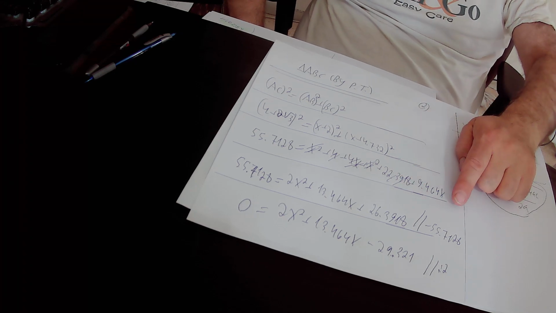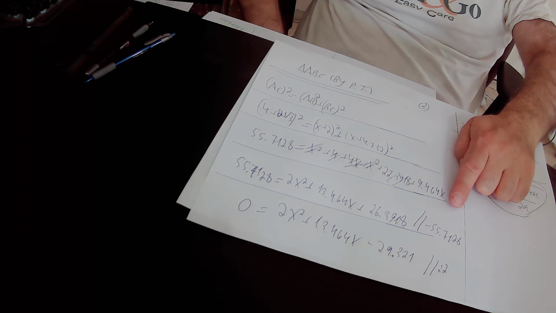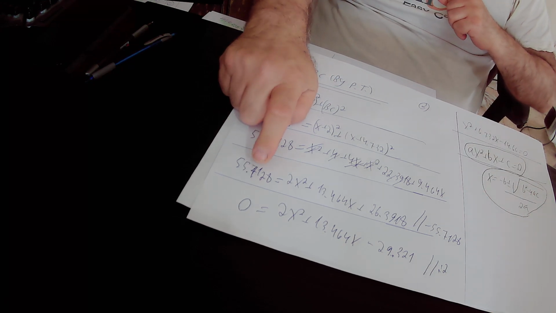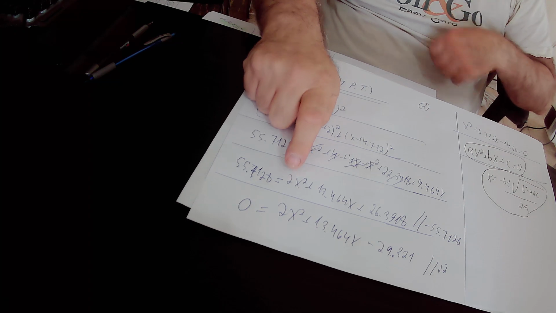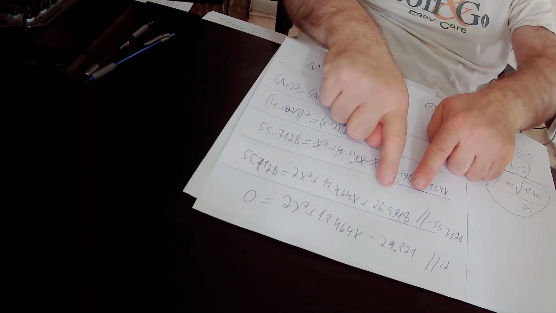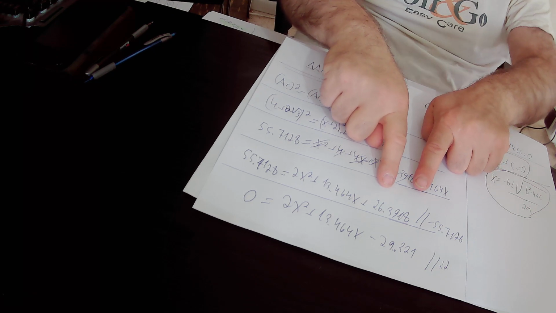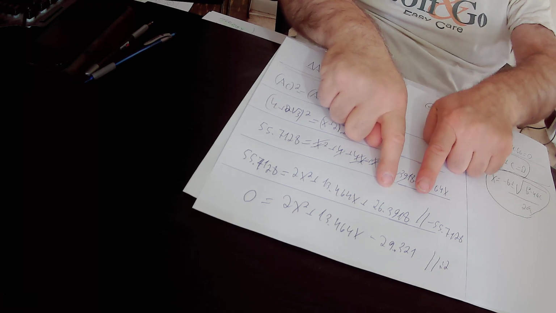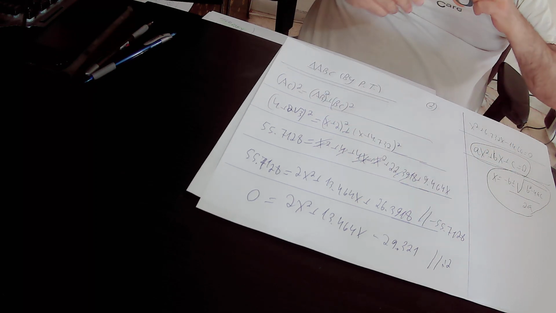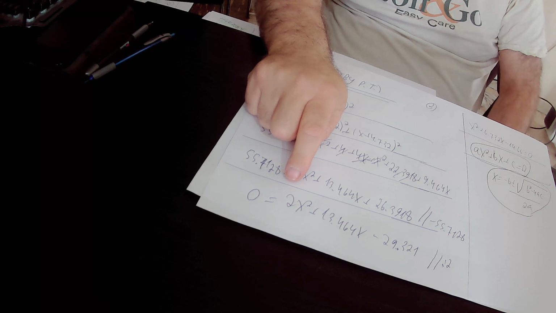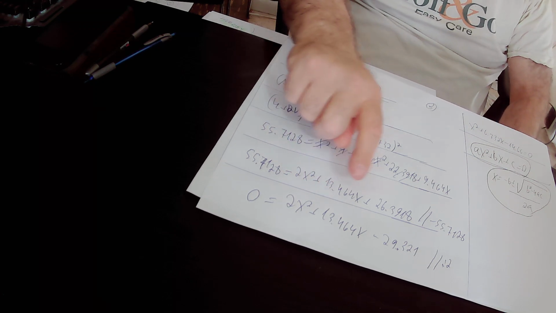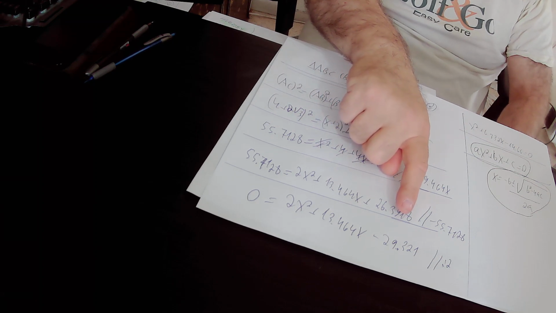We subtracted 55.7128 from this equation. So on this side of the equation we are left with nothing, that is to say 0. On the other side we have 2x squared plus 13.464x and 26.3918 minus 55.7128 equals minus 29.321. So in conclusion we got the quadratic equation that 0 equals 2x squared plus 13.464x minus 29.321.